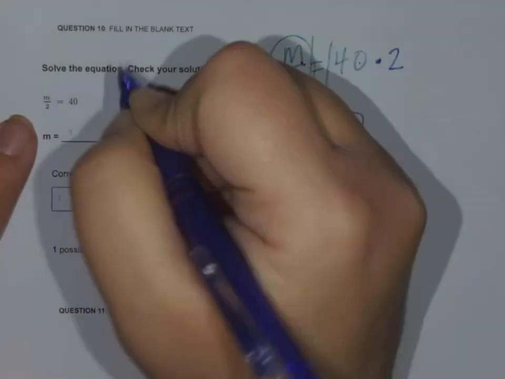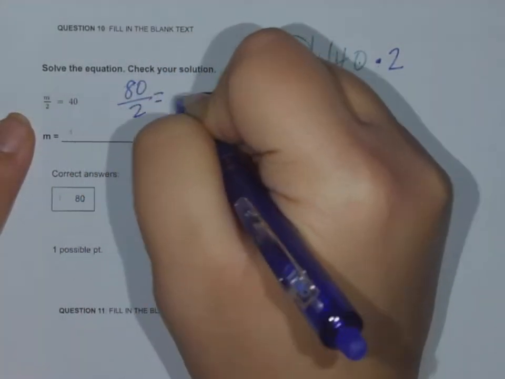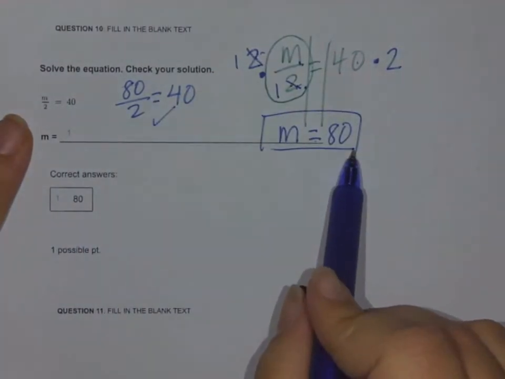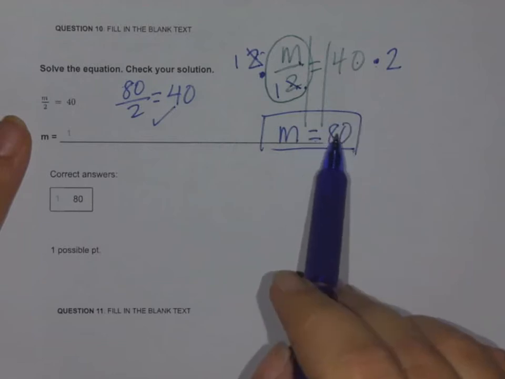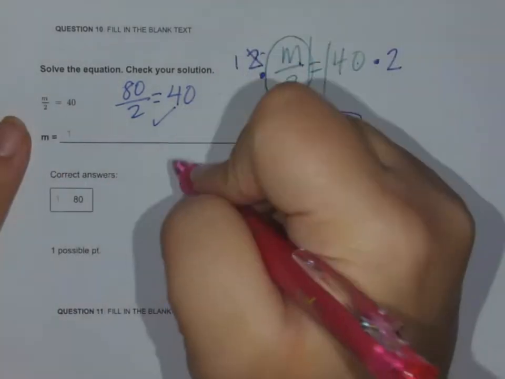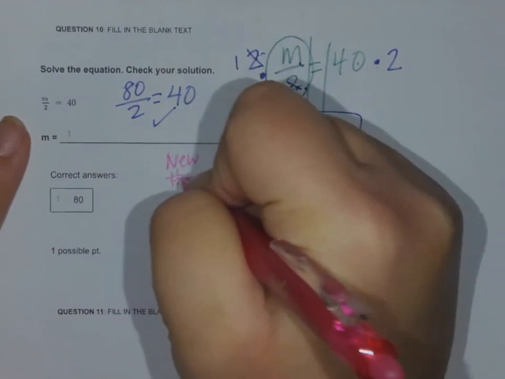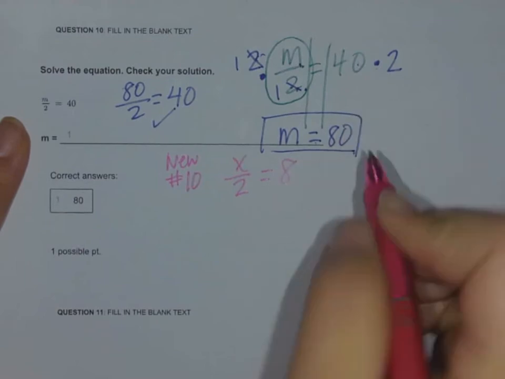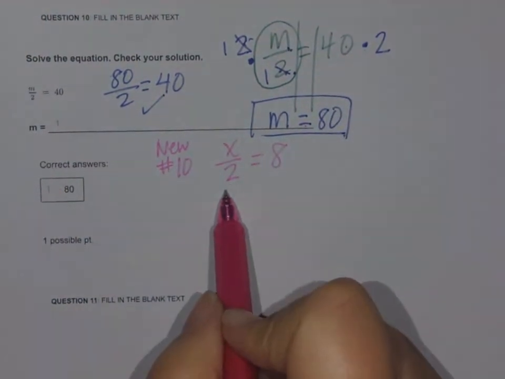Now I'm going to check it. Is 80 divided by 2 40? Yes, it is. So 80 is correct. Okay, if you missed number 10, here is your new problem. I would like you to do x divided by 2 equals 8. This is your new one.